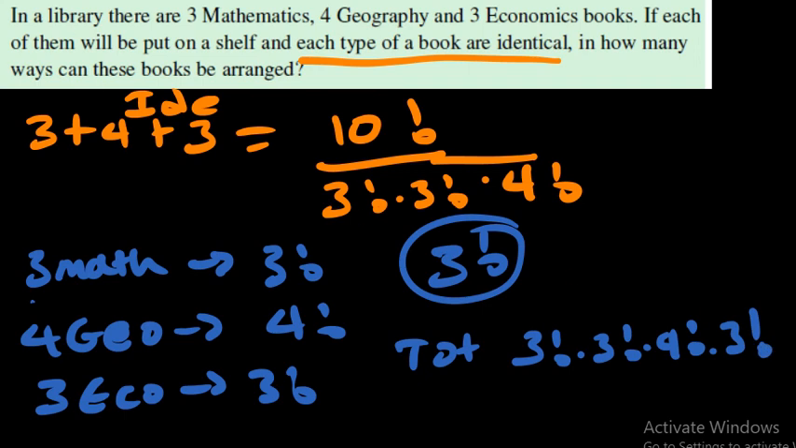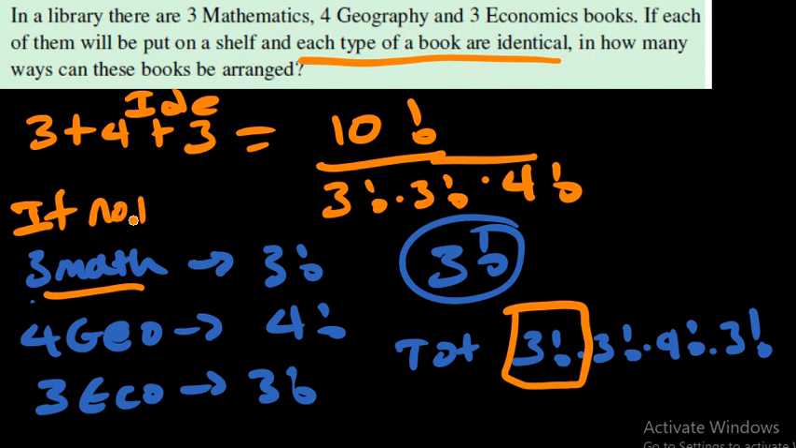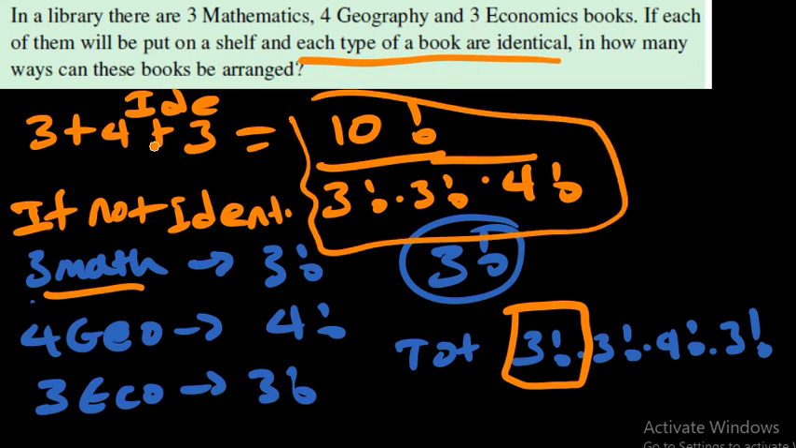Don't forget, the first 3 factorial is because there are 3 subjects, but each of the subjects is not the same. For example, 3 maths means they are not identical. Here I'm trying to do the case of not identical. In case of identical, this is how to do it: the total number of books is 10, so 10 factorial over 3 books of math, 4 books of geography and 3 books of economics being the same, so 3 factorial times 3 factorial times 4 factorial will be the denominator part, so that you can finish it.